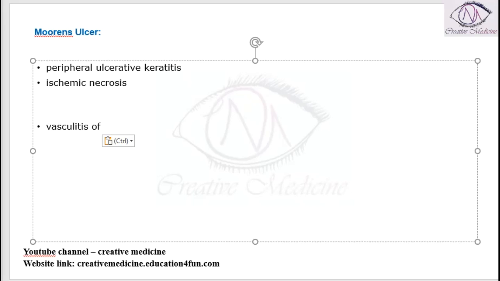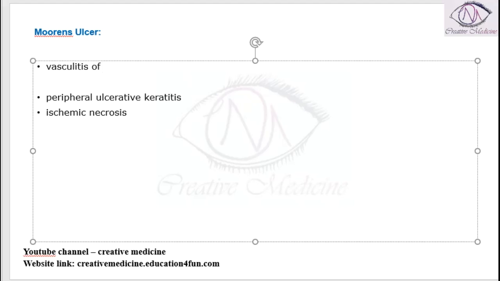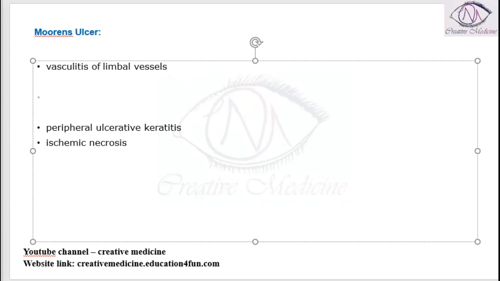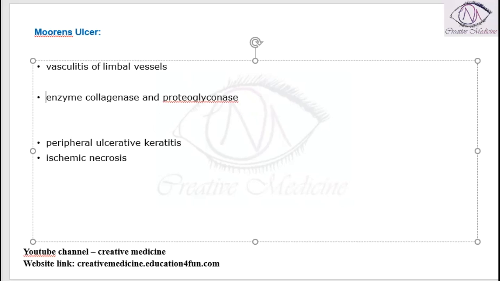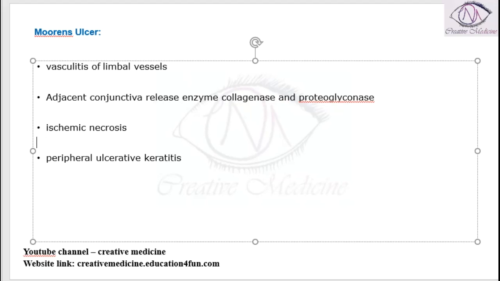First and foremost, there is vasculitis of the limbal vessels. This vasculitis will release the enzymes collagenases and proteoglycanases. They are produced from the adjacent conjunctiva. These enzymes will result in peripheral necrosis, resulting in peripheral ulcerative keratitis.